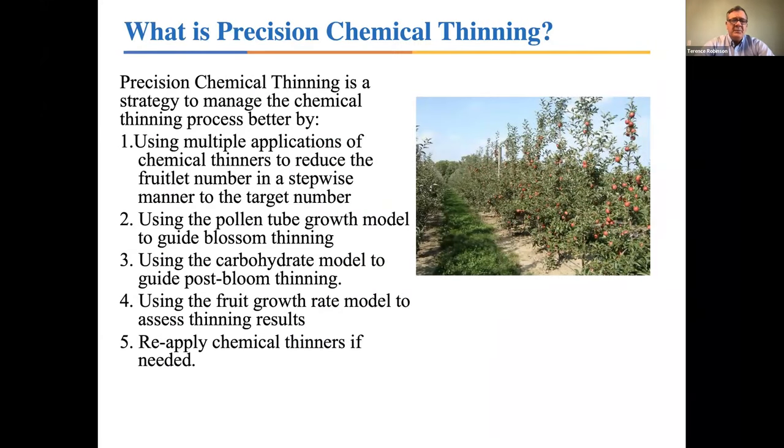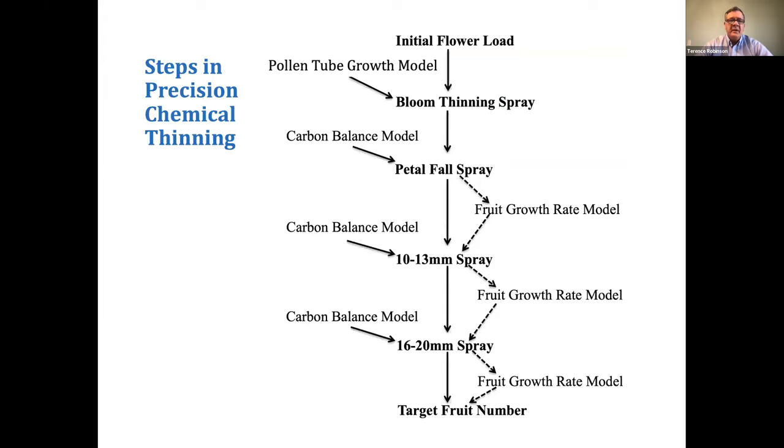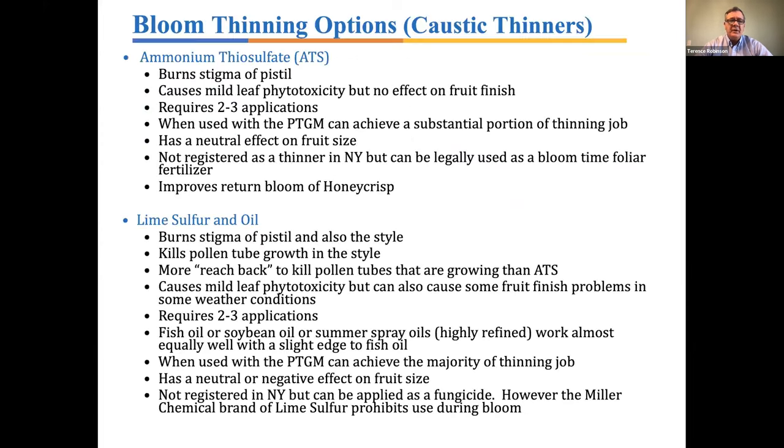Then when we come to the thinning period, we try to use the stepwise approach that I described in my previous talk to manage the thinning process, to stepwise reduce the number of fruit through sequential applications using the pollen tube growth model first, then the carbohydrate model and the fruit growth rate model to guide post-bloom thinning sprays and determine whether we want to reapply any spray or not. This is again the model that we tend to use and how we think about it logically going forward. I want to comment just briefly that bloom thinning, although it's not highly accepted in the eastern U.S. yet, I think is essential.